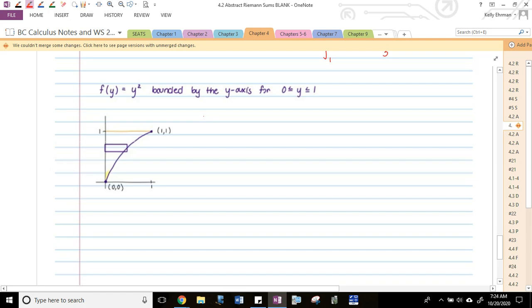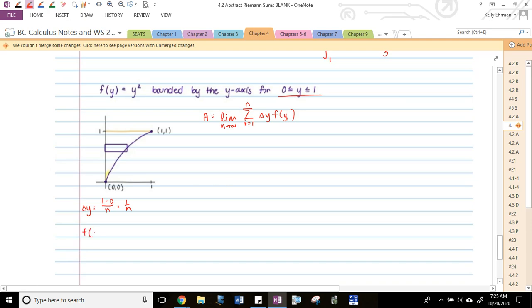So the area is going to be the limit as n approaches infinity of the sum from i equals 1 to n. It won't be delta x, it'll be delta y, times f of y sub i, not x sub i. I still start off the same way and say I want to figure out delta y. The interval we're looking at is 1 to 0, so 1 minus 0 over n. So delta y is 1 over n.